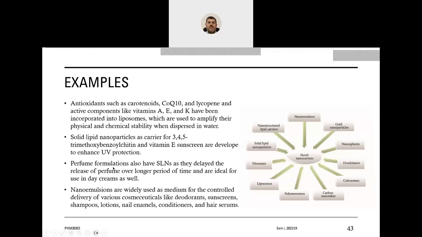Perfume formulations also have solid lipid nanocarriers. They have delayed release, so the perfume will stay longer. Okay, so you apply the perfume that contains solid lipid nanocarriers, and the perfume ingredient itself that has the smell is encapsulated in these nanocarriers. It will be released over a long period of time, so you will retain the perfume smell for a longer period on your body. Okay, so they are ideal for use in day creams as well that you apply during the day. So for a long time during the day, you will have the smell of the perfume. Nanoemulsions are widely used as a medium for the controlled delivery of various cosmeceuticals like deodorants, sunscreens, shampoos, lotions, nail enamels, conditioners, and hair serums.